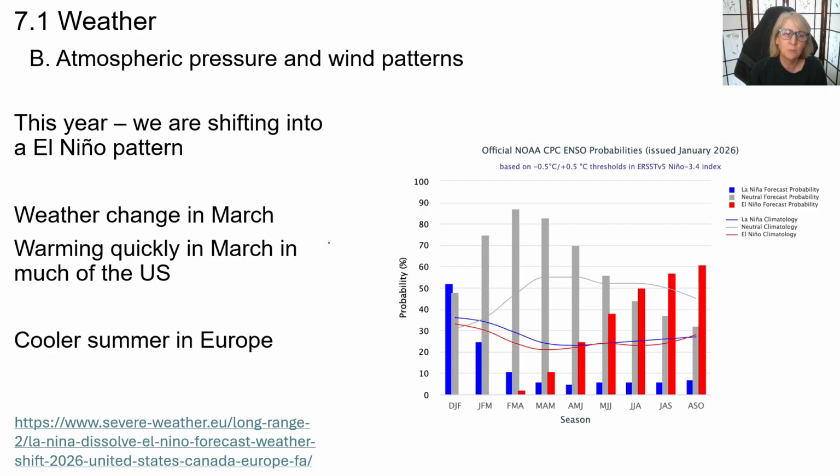We expect this weather change to mean that the U.S. is going to be quite warm in much of the continental U.S. We'll have a higher chance of flooding in the Southwest, but the summer should be lovely in Europe, and we'll have a much cooler than average summer in Europe.